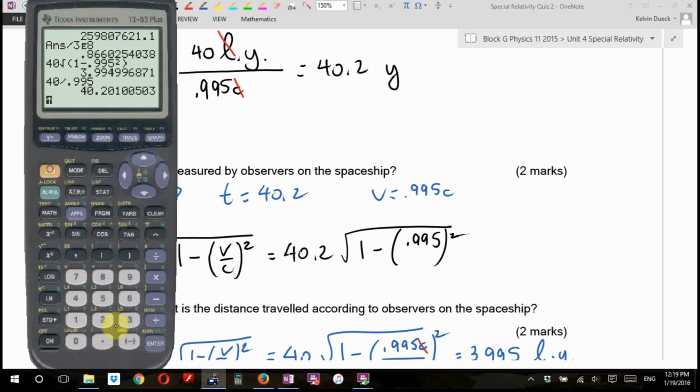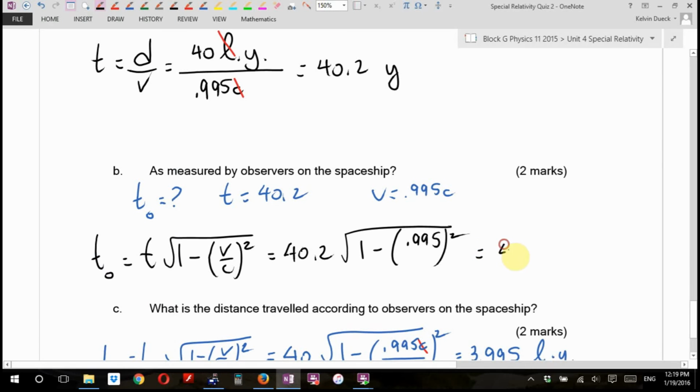I'm going to use my answer button, because it's not 40.2. It's actually 40.20100. That times the square root of 1 minus 0.995 squared. And I get that the people on the spaceship, even though to us it takes them over 40 years, to them the trip lasts 4.015 years. It's a very short trip for the astronauts.